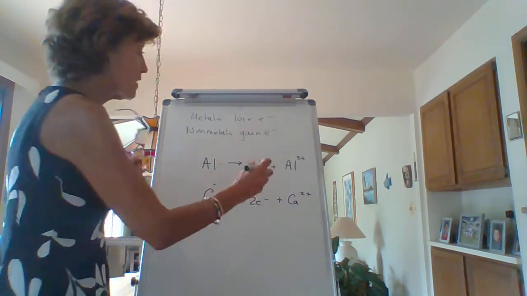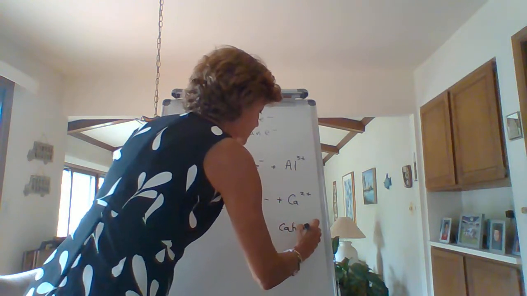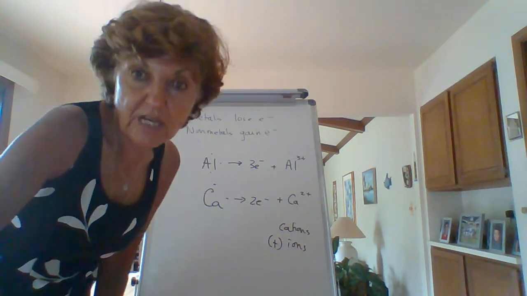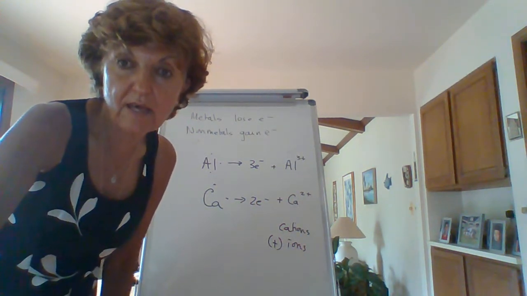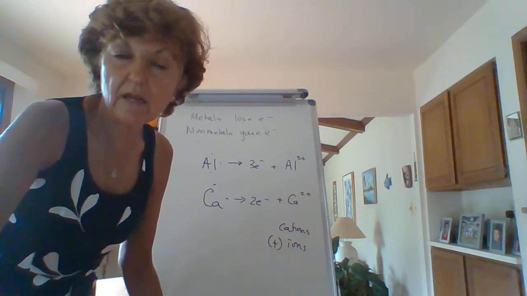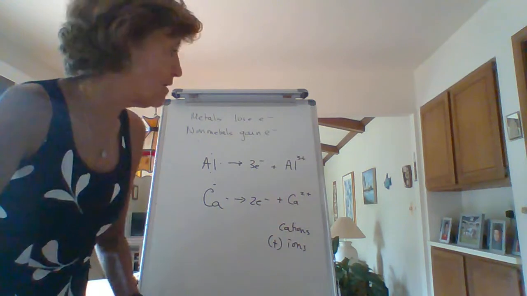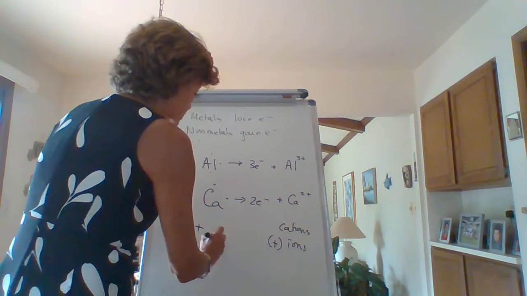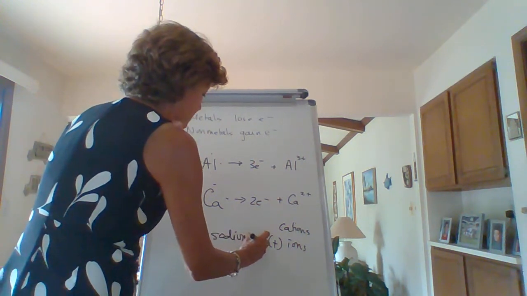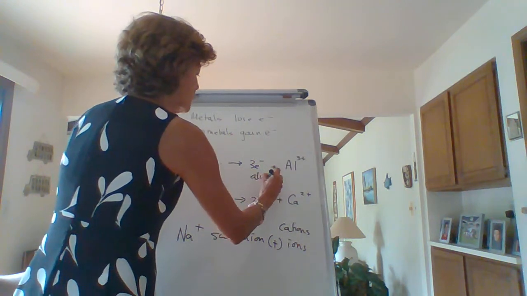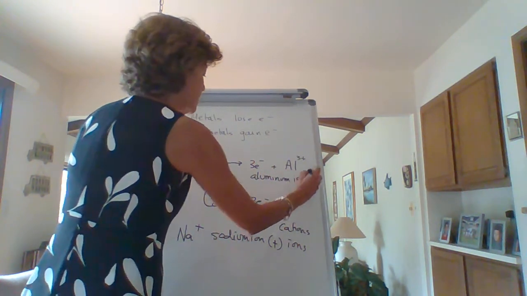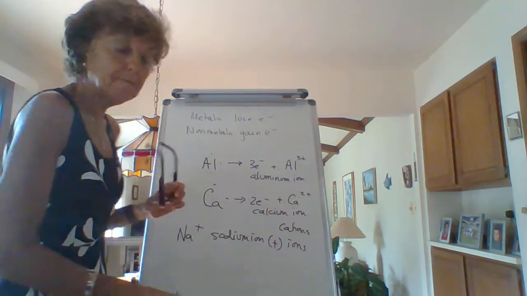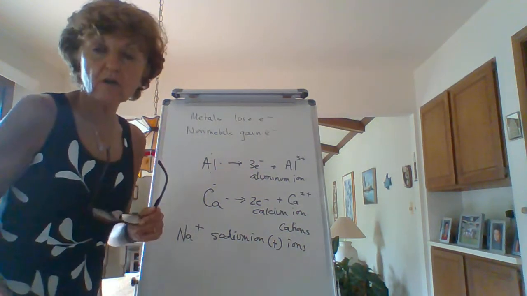The cations, these guys are called cations, are positively charged ions. The cations don't change the name. You just put in the word ion at the end. So it's not like with the anions where you change the name and it ended with an IDE. These guys stay with the same name. So Na plus is just a sodium ion. Al3 plus is just an aluminum ion. Ca2 plus is just a calcium ion.